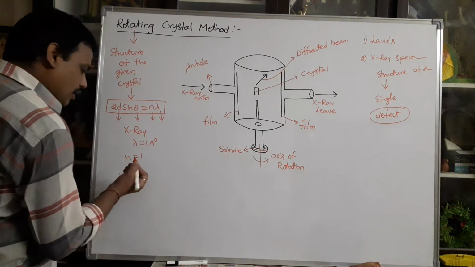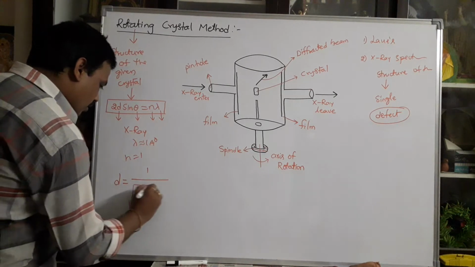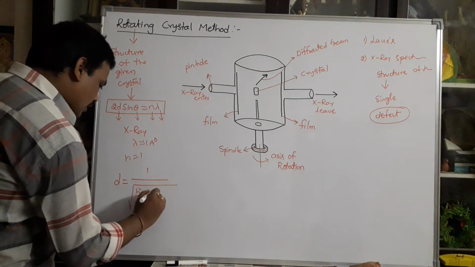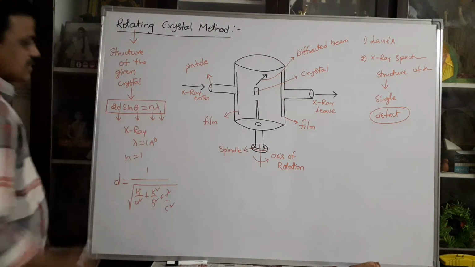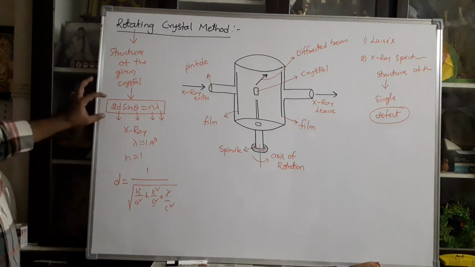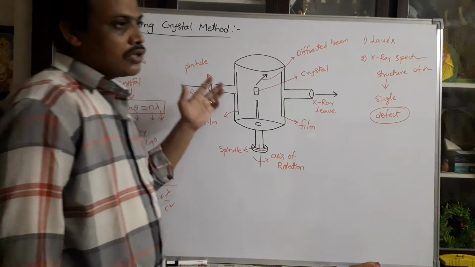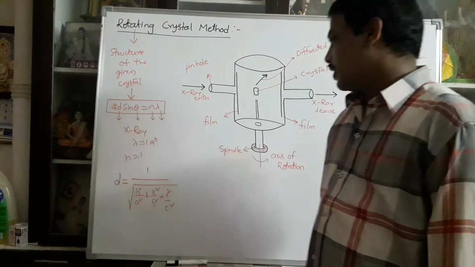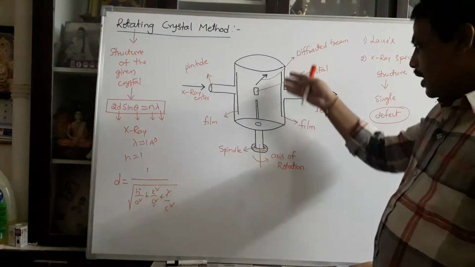According to the lattice planes, the interplanar distance can be written as d is equal to 1 by square root of h square by a square plus k square by b square plus l square by c square. This is the basic relation in X-ray diffraction. Bragg's condition is 2d sin theta is equal to n lambda. The rotating crystal method also obeys Bragg's relation. In the rotating crystal experiment, the experimental arrangement is like this.